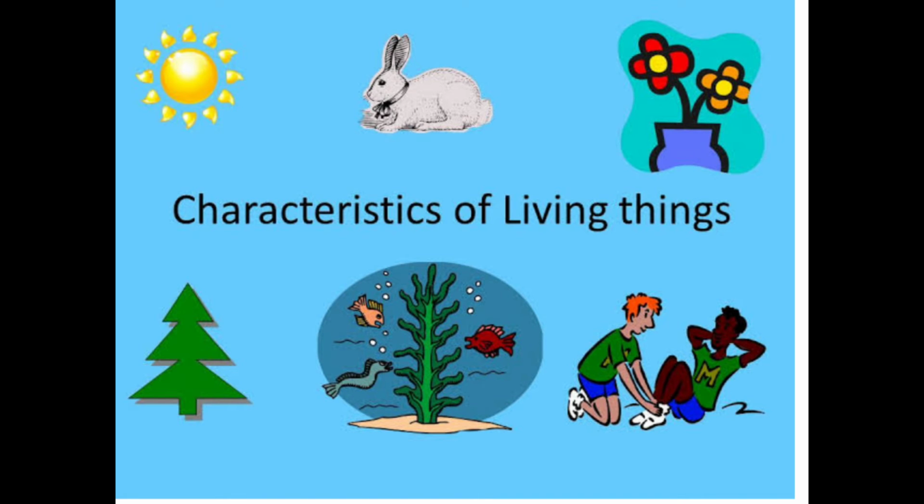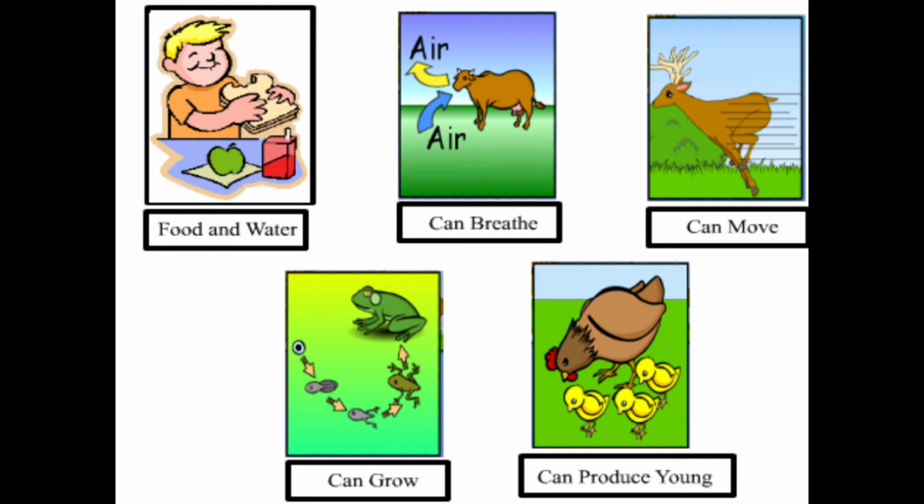So, what are the characteristics of living things? Actually, there are 5 main characteristics of living things. First one is food and water. Second one is they can breathe. Third one is they can move. Fourth one is they can grow and they can produce youngs. So these are the 5 main characteristics of living things.